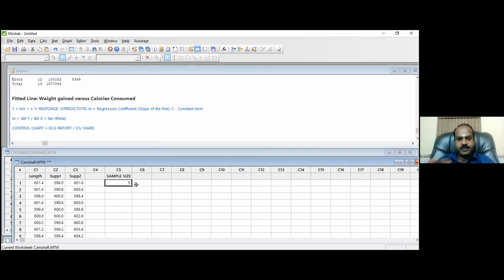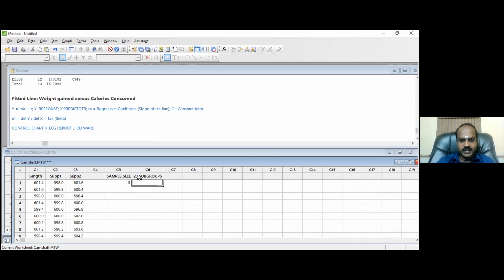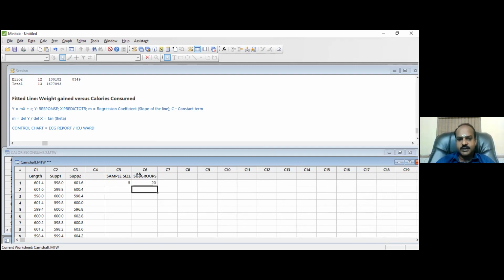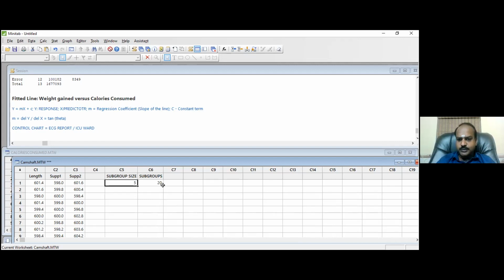Sample size 5, and 20 times I took samples. Every time I take a sample, there are 5 samples I have taken. So in fact, I have selected 20 groups of samples. I'm going to call them subgroups. How many subgroups are there? 20 subgroups. 20 times I have taken a sample, and every time I have taken 5. Instead of calling it sample size, let me call it subgroup size. So now you understand: the number of subgroups is 20.